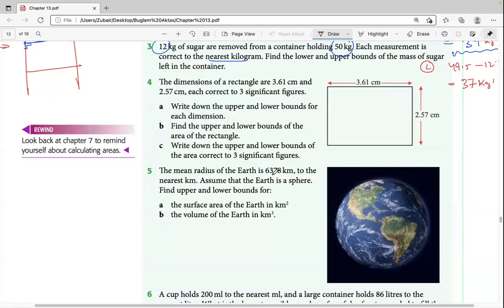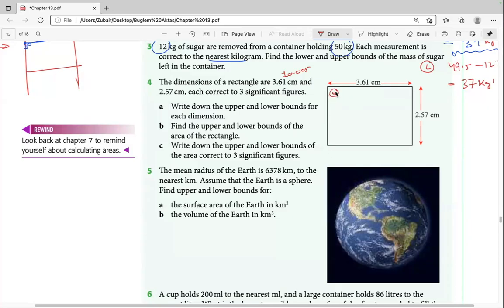So for 3.61, the highest value is 3.615, and the lowest is 3.605. And then for 2.57, the highest value is 2.575, and the lowest is 2.565. Each answer will be significantly different. So write down the upper and lower dimensions correct. Find the upper and lower bound for the area of the rectangle.